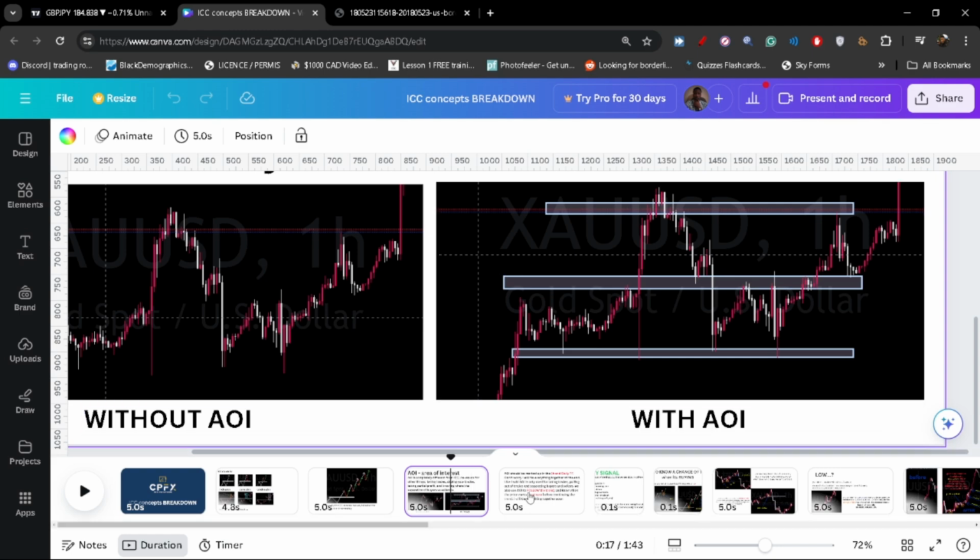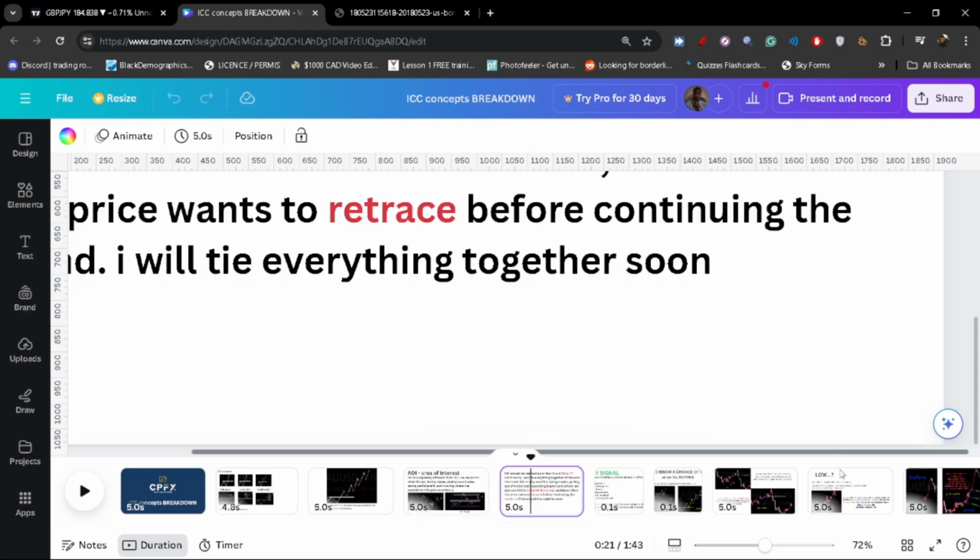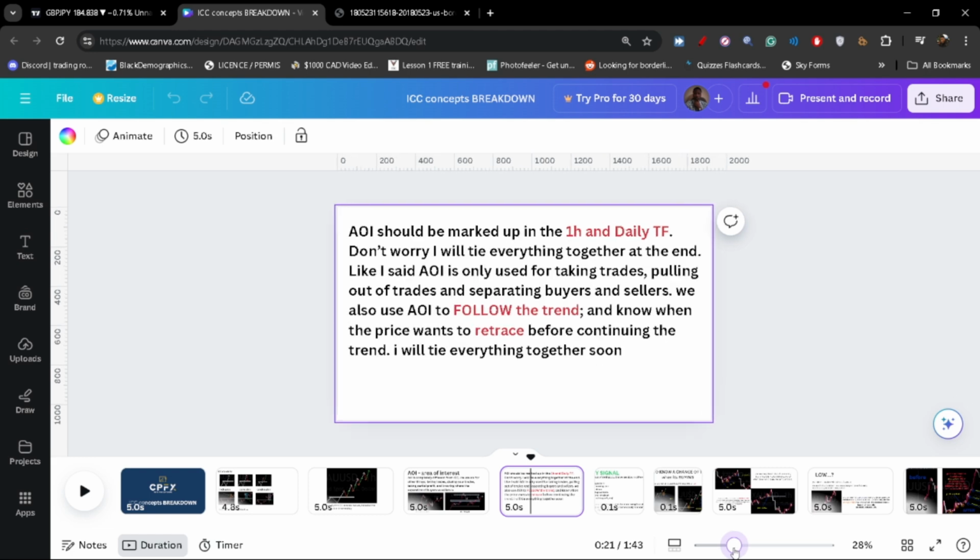Now, in terms of why you do need the area of interest, it is very self-explanatory. Like I said, we use it to take our trades, to pull out of our trades, and to know the separation between buyers and sellers. And essentially, we use the area of interest to follow the trend and know when price wants to retrace before continuing the trend. And like I said, I will tie everything together.